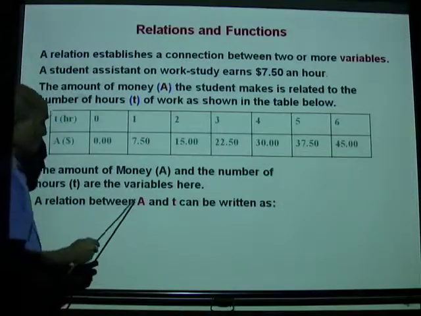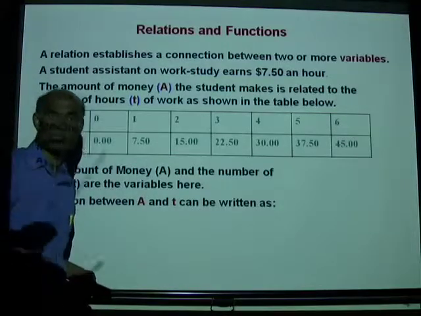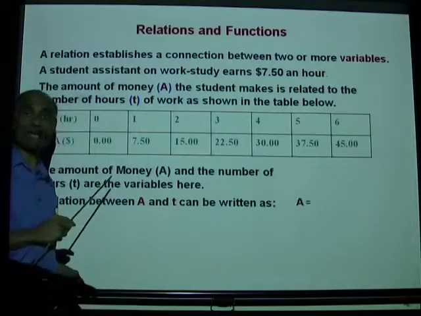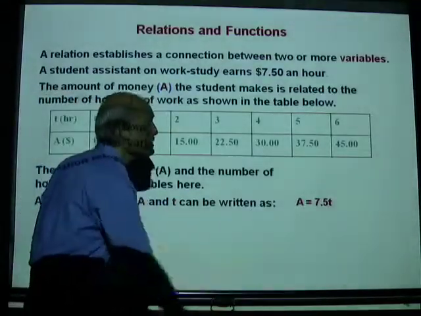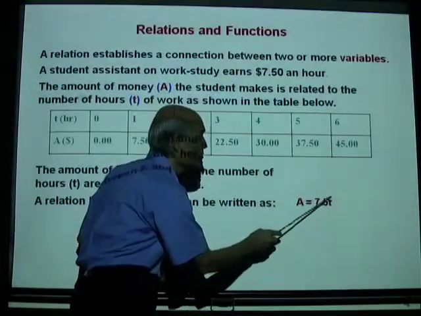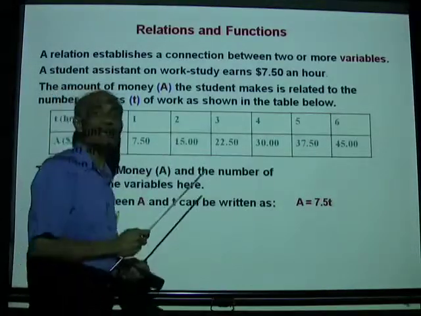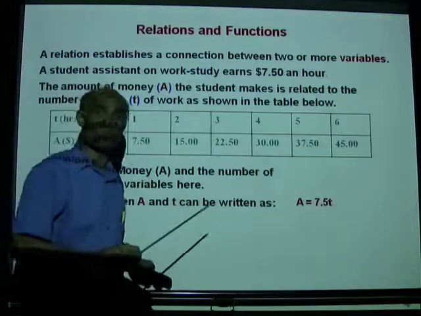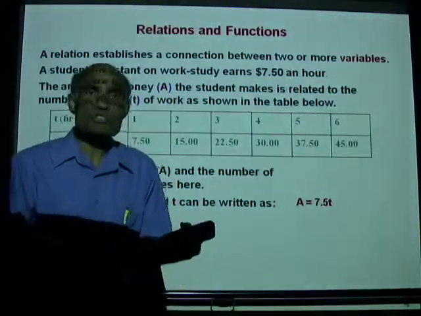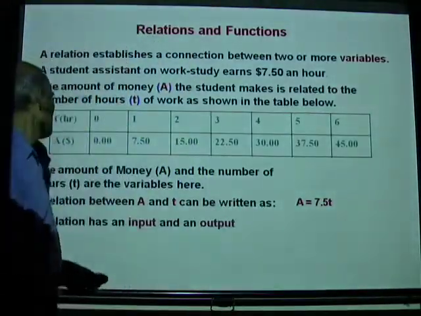And so, we can write a relation between A and T. Well, you can tell me what the relation is. How is T related to A? We can say A equals 7.5T. Is that right? When T equals 1, A equals 7.5. When T equals 2, A equals 15, and so on. So here, this is a relation that establishes that connection between the variables A and T.